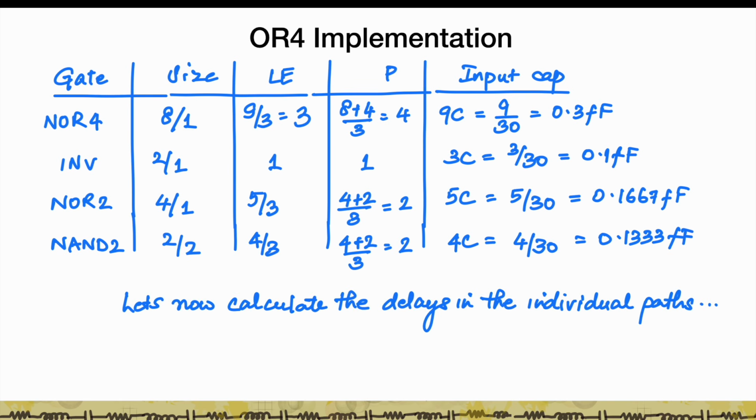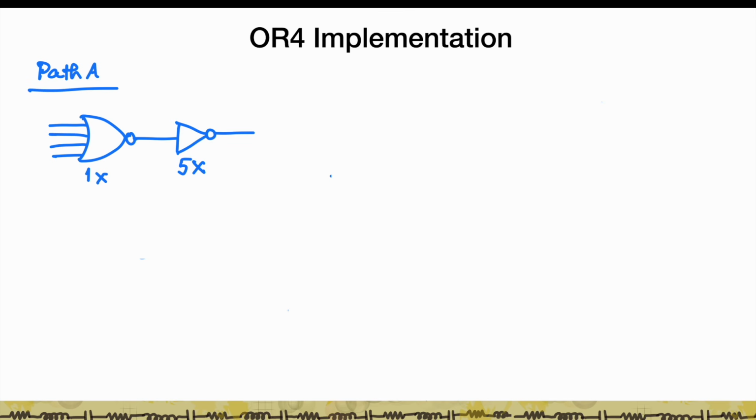Now let's calculate the delays in these individual paths. So let's look at the first path, which is a 4 input NOR and a 5x inverter. So delay can be written as delay through the first stage plus the delay through the second stage. Delay through the first stage using the linear delay model is G1 H1 plus P1 plus G2 H2 plus P2. So we need to find, we know G1s, we know P1s, G2, P2. We just need to find H1 and H2.